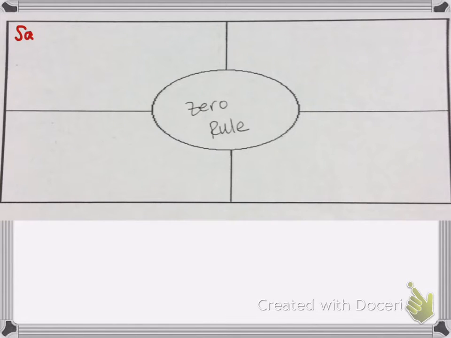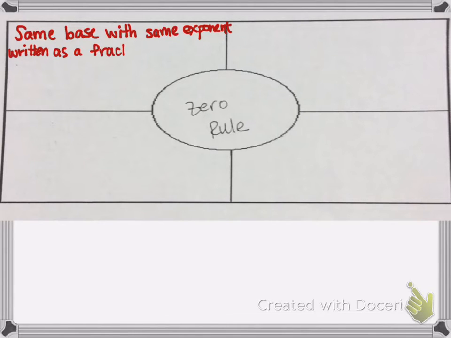Sorry, I lied. Apparently we're starting with the zero rule. So go ahead and write zero rule in the middle of your next available Frayer model. And we're going to talk about what that might look like first within a problem. So if you see the same base on the top and the bottom of a fraction with the exact same exponent, then that is going to end up applying to the zero rule.